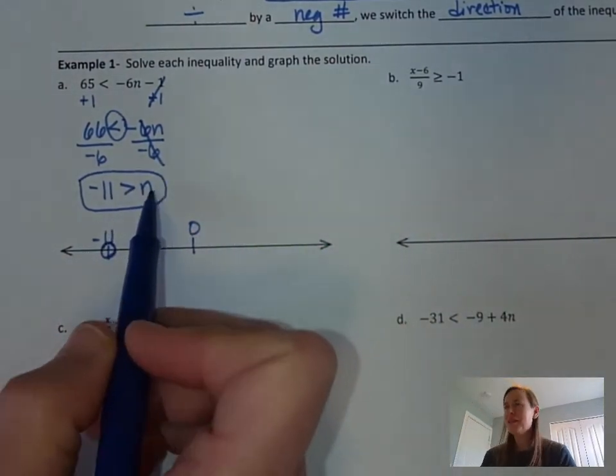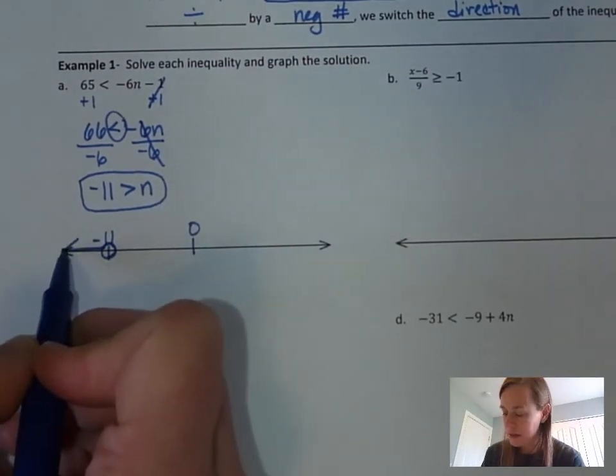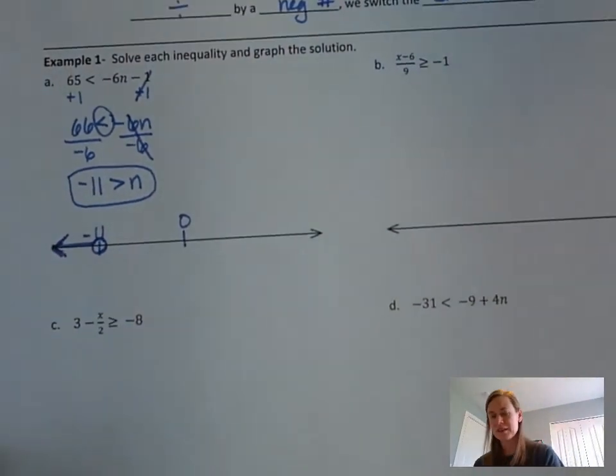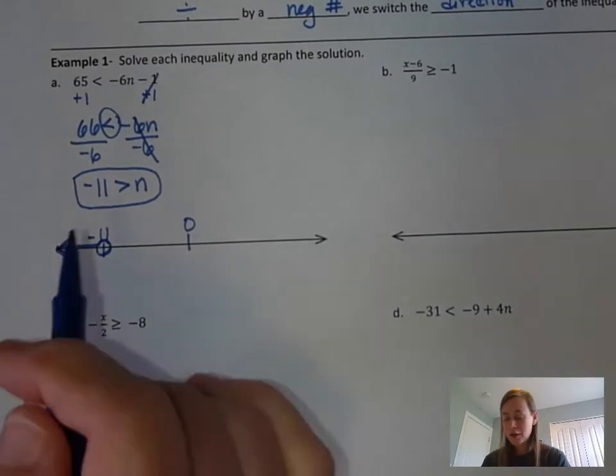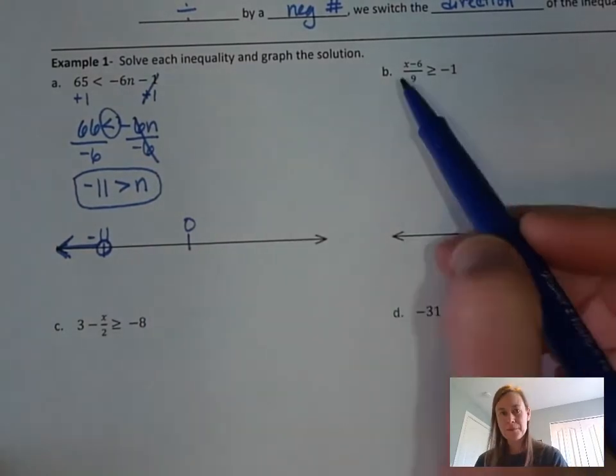In other words, the answers are all less than negative 11, so the answers are going to be to the left. That's where the smaller answers live, to the left. If it was bigger than, then it would go off to the right. Okay, and so that's number 1a. Let's go on to b.